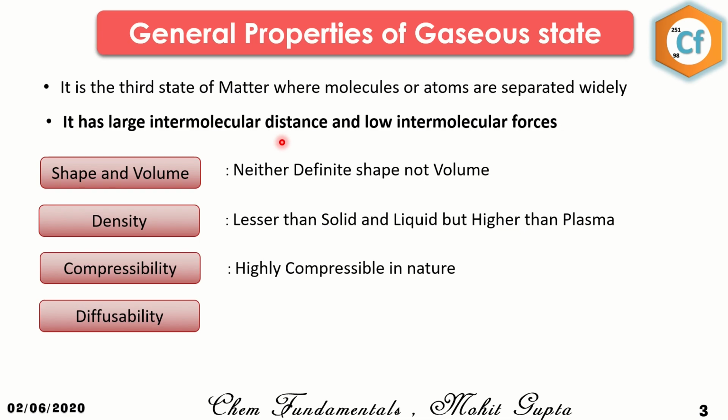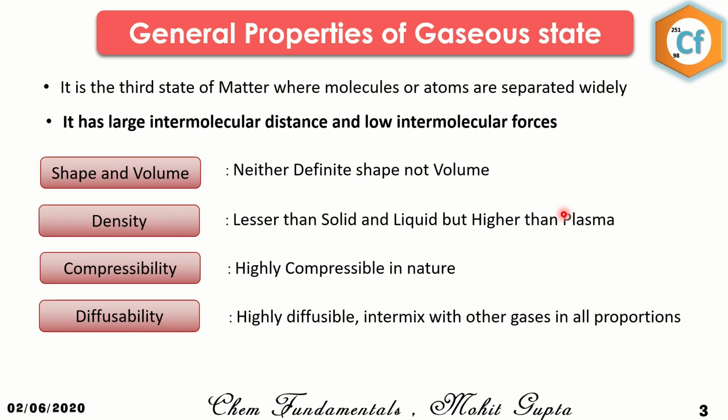The next is diffusibility. It is the ability to diffuse. So gaseous states have very high diffusibility. They can move from high concentration to lower concentration with very high speed. Why? Because of low intermolecular forces. So they intermix with all the gases in all the possible proportions.